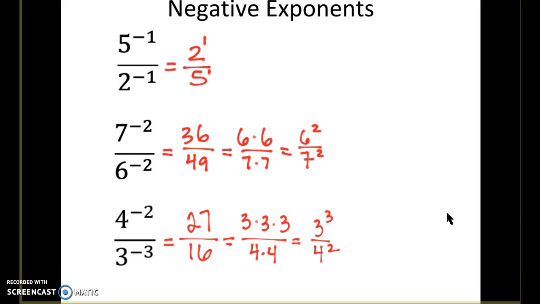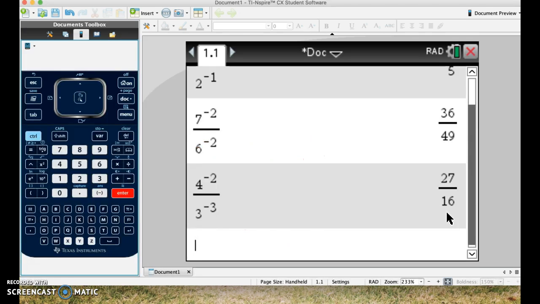So if we notice here in the first example, 5 to the negative first power and 2 to the negative first power, simply the 2 and the 5 just exchanged places. It was in the numerator, and now it is in the denominator, and vice versa. Now, it is easier for us to see this when we have just numbers only because we can't enter the variables in the calculator, which is why I wanted to show you the numbers only first.